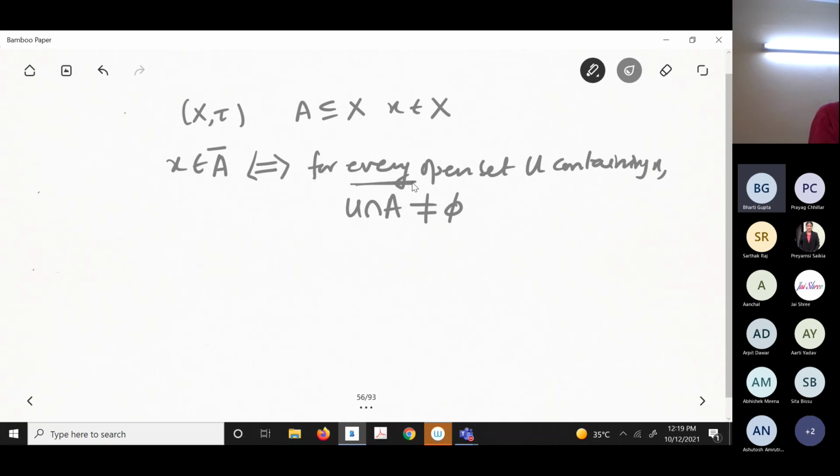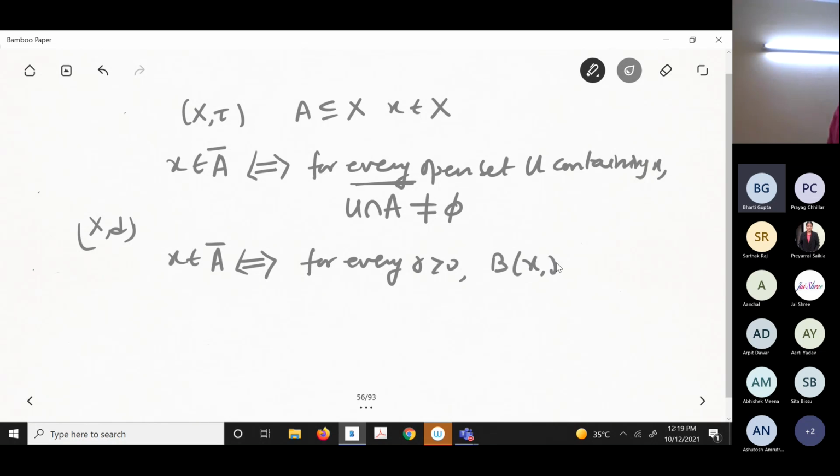Now suppose it is a metric space. Then x belongs to A bar if and only if for every r greater than 0, because every r gives you a neighborhood, B(x, r) intersection A is not equal to phi. You took the definition of the closure point in a metric space, and then you generalize this definition. So metric space is coming. Now say x belongs to A bar. This is the definition in metric space, this is the definition in topological space, and they are actually equivalent when you go for metric space.